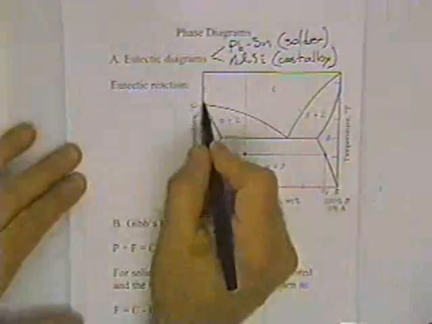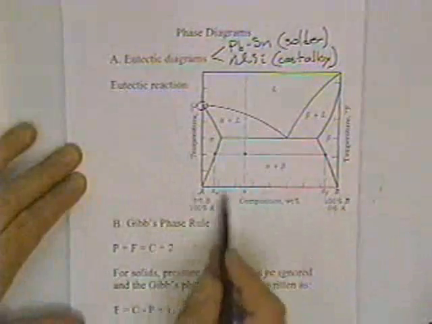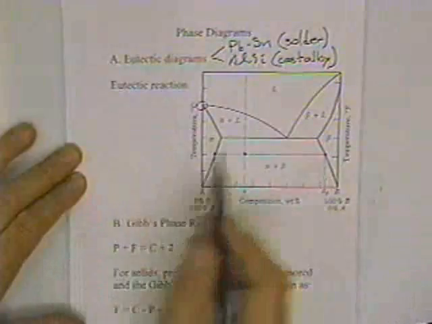Let's work through this diagram and talk a little bit about what some of the different phase fields are and what they mean. You would start out with the melting point of, in this case we're talking about A and B, but it could be aluminum, it could be silicon.